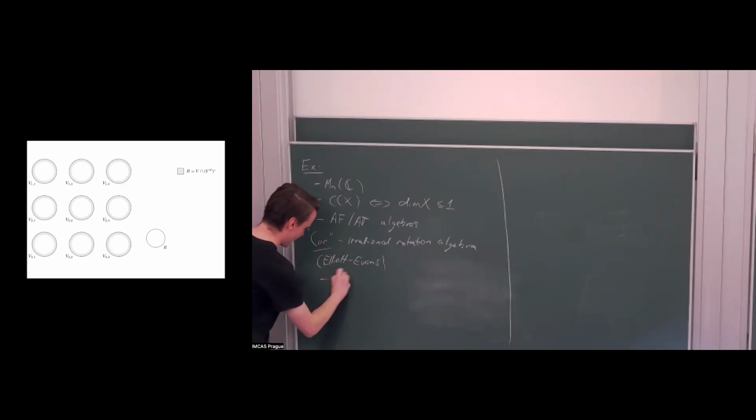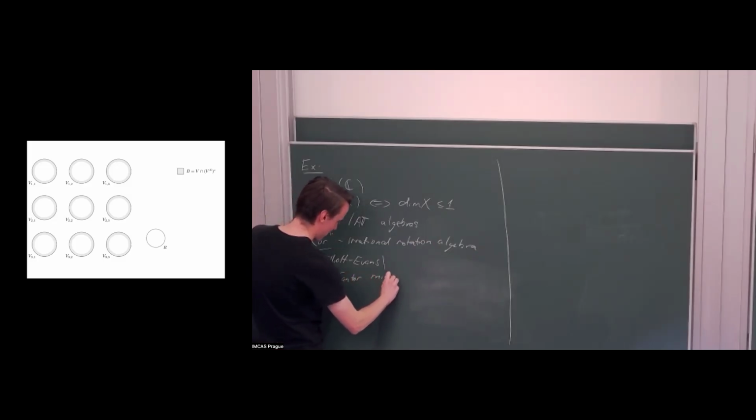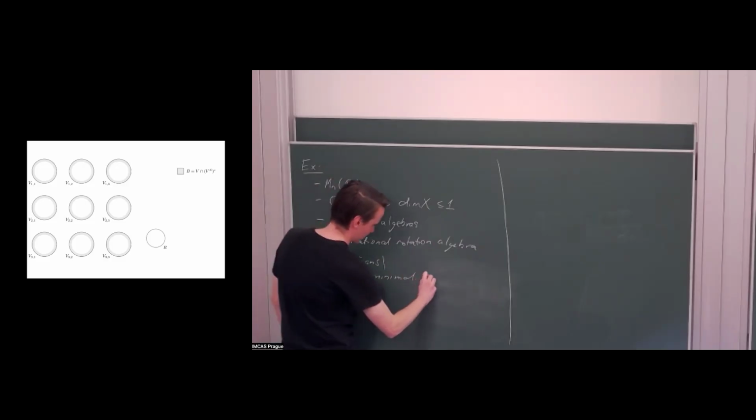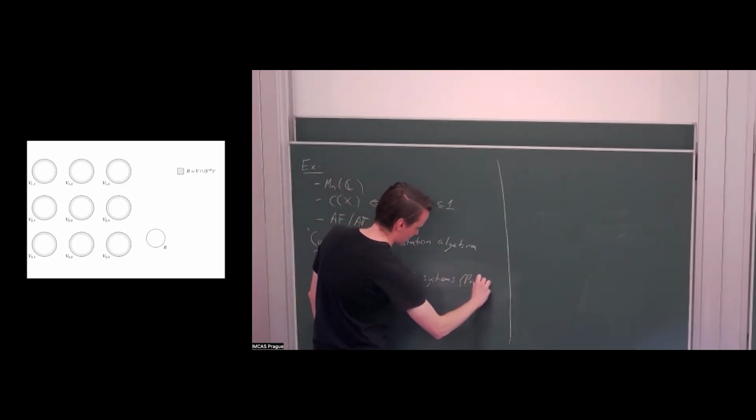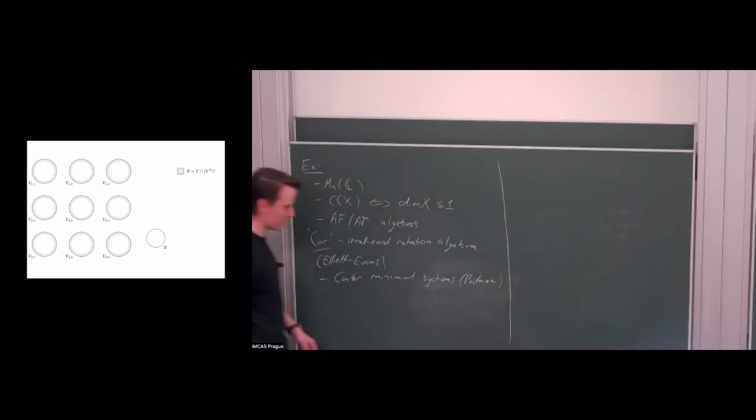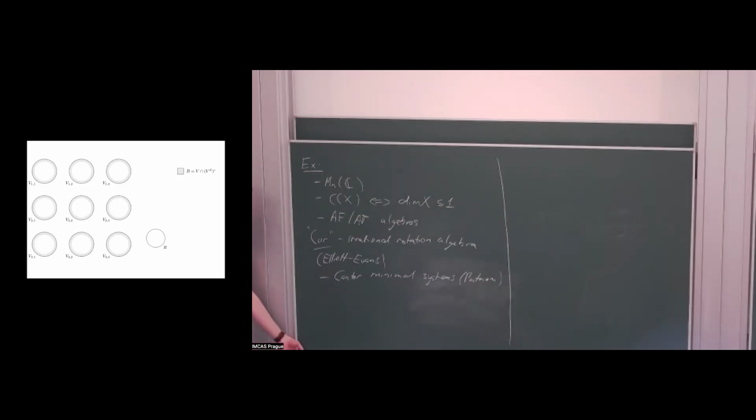And also you can take any minimal homeomorphism of the Cantor set. This is due to Putnam. These are also AT algebras, and so in particular have stable rank 1.